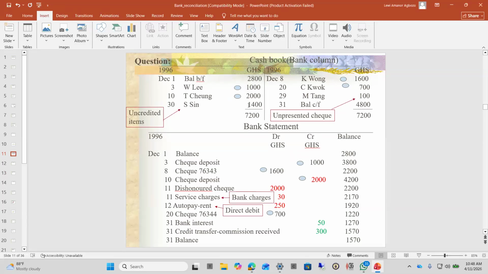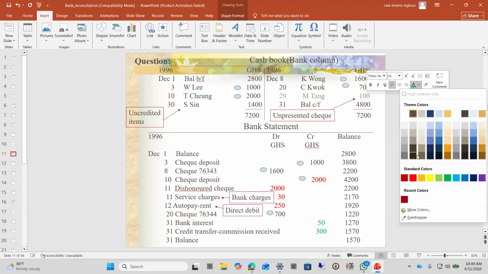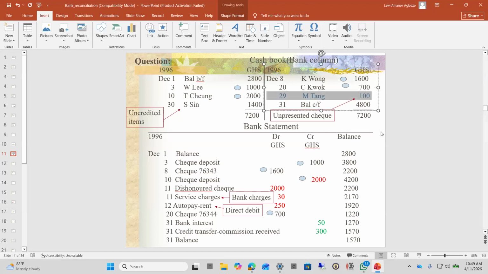Okay, sir, when we go to the cash book, the unpresented check to M tank was 100. So if you add it to the adjusted cash book, then later M tank presents the check to the bank, what would be the effect? I want to know the effect of that. Because we are adding the 100 to the adjusted cash book, then later on, M tank presented the check to the bank. So that's the question, sir.